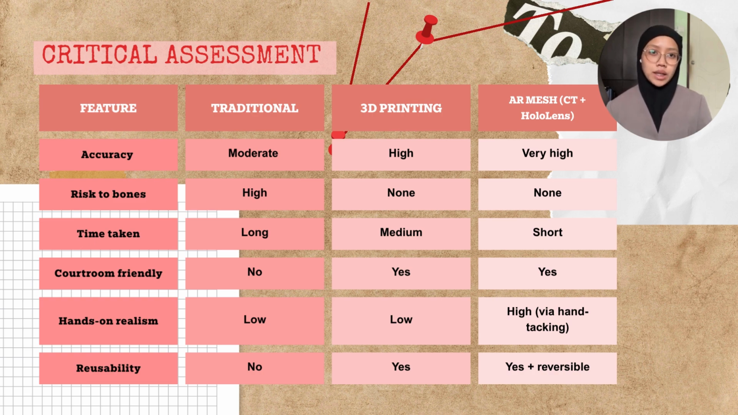Next, the time taken for the analysis: long for traditional, moderate for 3D printing, and short for the AR match. Then courtroom friendly: it is not for the traditional, and yes to both 3D printing and AR match. The hands-on realism is low for both traditional and 3D printing, but yes for the AR match since it has a feature called hand tracking. The last one is usability. It is not usable for the traditional method, possible for 3D printing, and the best option is AR match since it has both reusability and is also reversible.